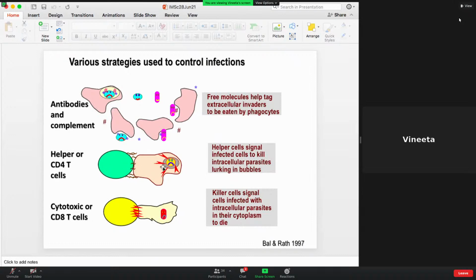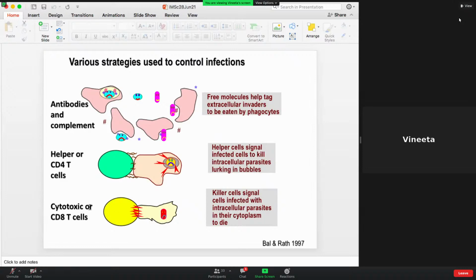The second line shows helper or CD4 T cells. And these CD4 T cells tend to activate these macrophages and neutrophils so that intracellular pathogens, intravacuolar pathogens, I should say, are killed off. But you have to remember that these pathogens are inside a vacuole, and hence just getting rid of the vacuole tends to spare the cell but kill the pathogen.